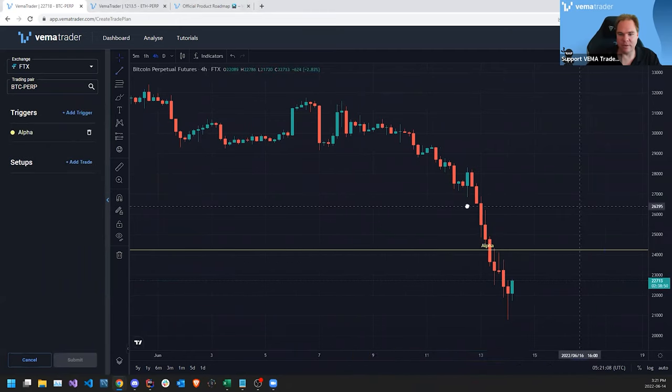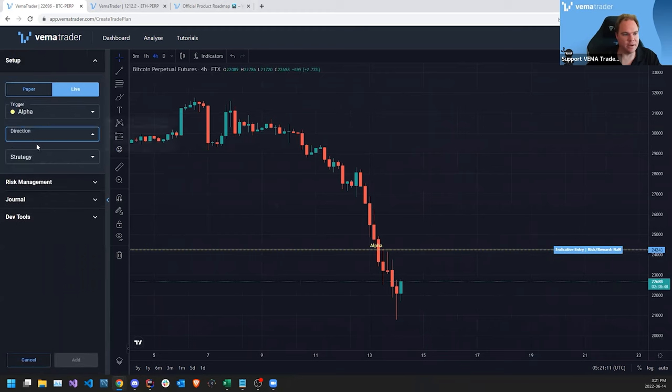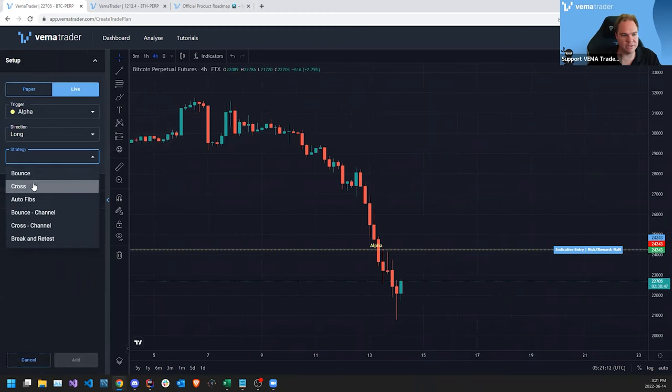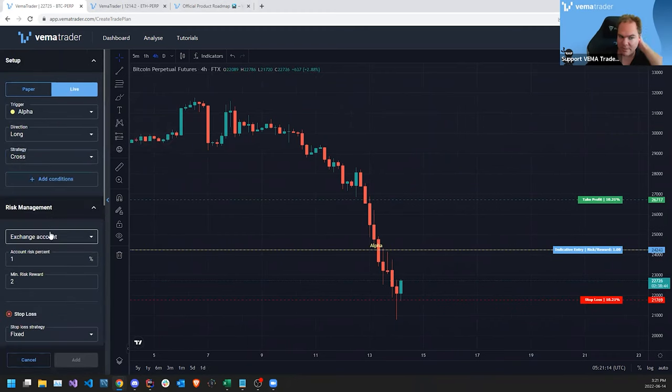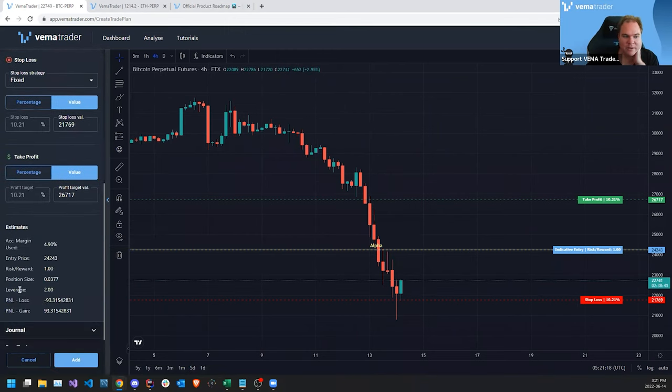So if we come and put in an alpha and go add trade long cross, just to get past it, come to this part. I've already chosen my VEMA Trader account. It automatically goes, Richard, your max leverage that you can do is 2. And because the max it can do is 2, it knows that it has to play with the position size to figure out what it's going to do for that trade.